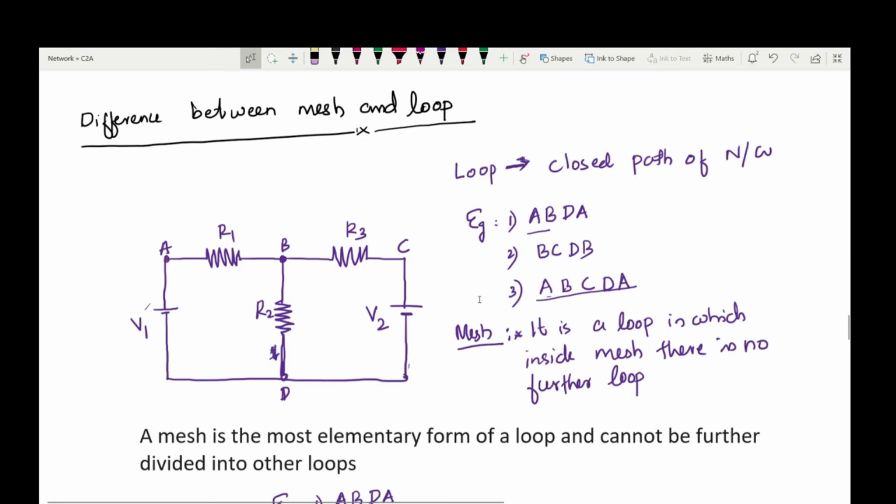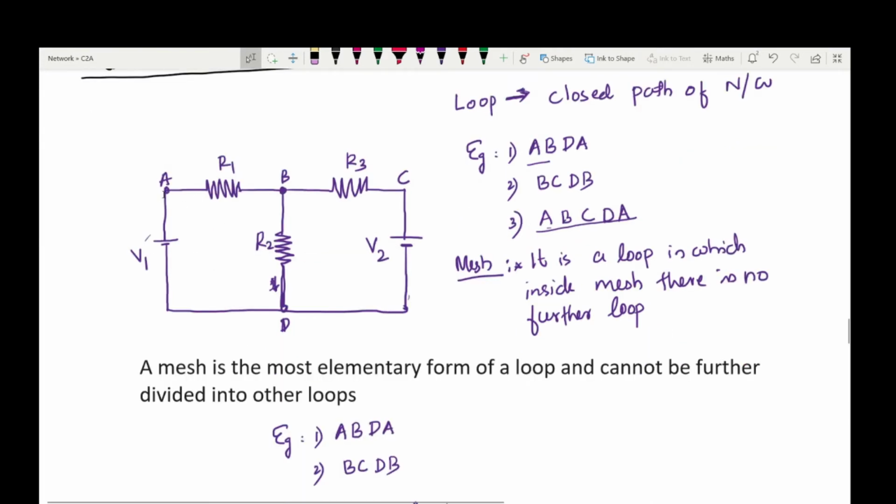A mesh is also a loop, but inside it there is no further loop. That is the simple meaning of a mesh. A mesh contains only a single loop. It is a loop in which there is no further loop inside. So a mesh is the most elementary form of a loop and cannot be further divided into other loops.